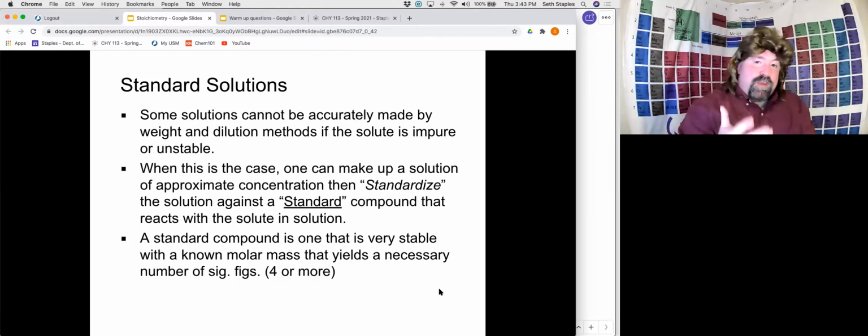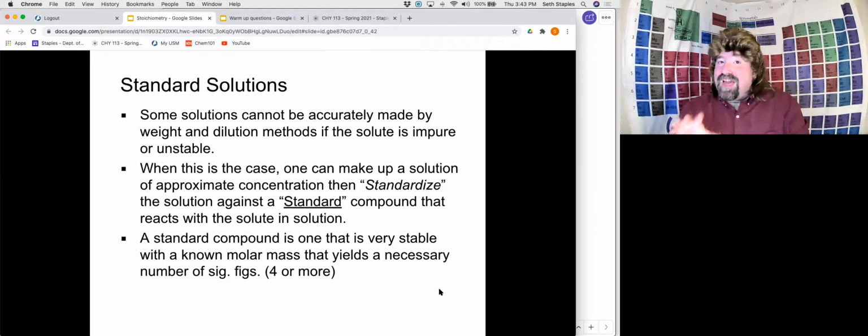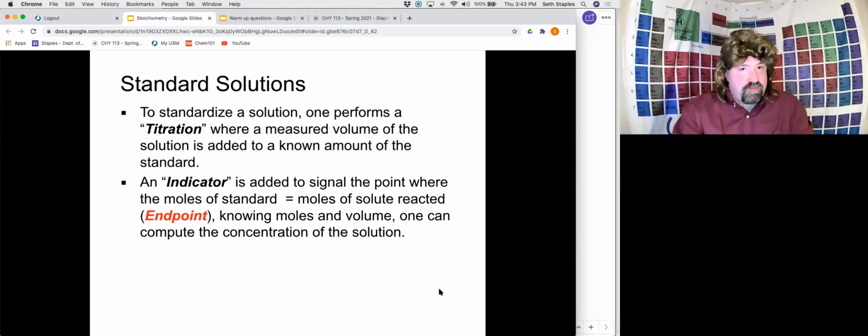So in that case, and this is something we'll be doing in the lab in Module 4, we can make a solution that we know is close to our target concentration, and then standardize that solution against something that is stable. We quite often use a technique called titration for that, where we have two aqueous solutions, and we're going to talk about acid-base titrations here.